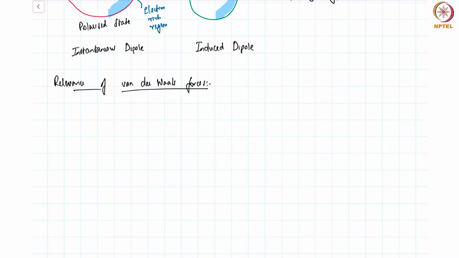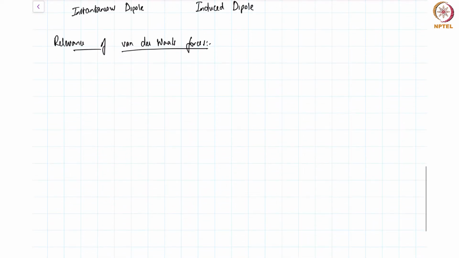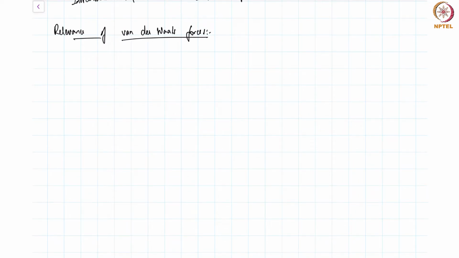Now, because of the work of van der Waals in explaining many of these phenomena, he was awarded the 1910 Nobel Prize in physics. In fact, he is attributed to creating this field of the molecular origin of these intermolecular forces. Now, let's understand the strength of this force.